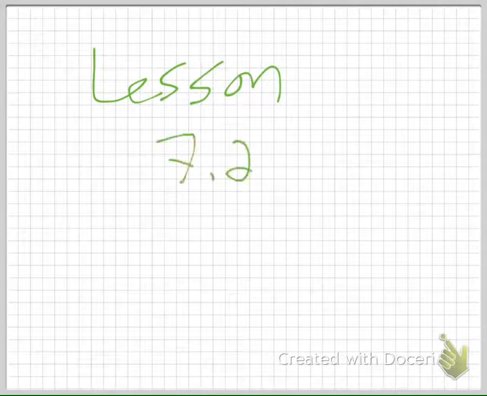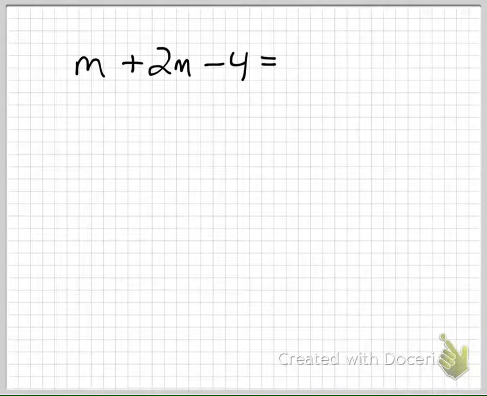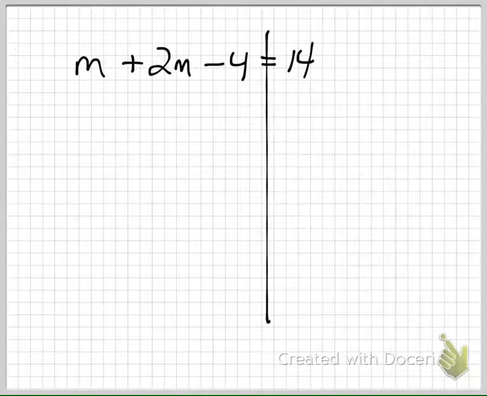All right, this is Pre-Algebra lesson 7.2. It's solving multi-step equations. Here's the deal. It's very simple. I showed you this yesterday just a little bit. If I have m plus 2m minus 4 equals 14, the first thing we always do is line on the equal sign. That's just what we do. We're going to separate them.